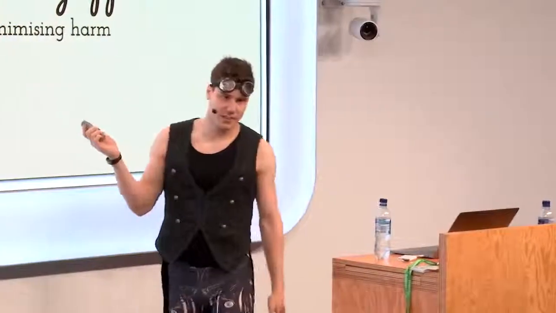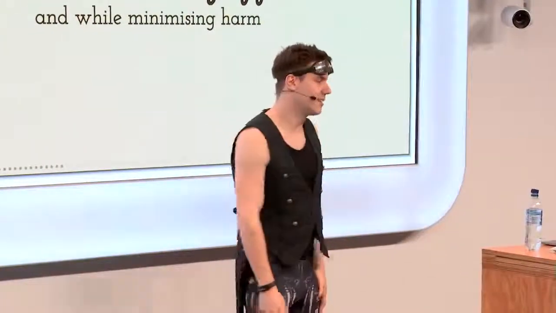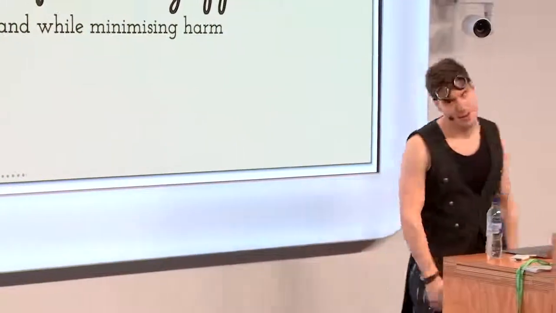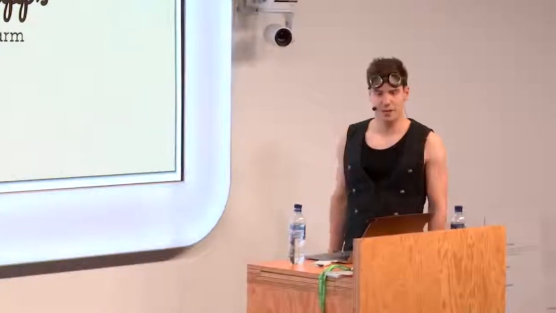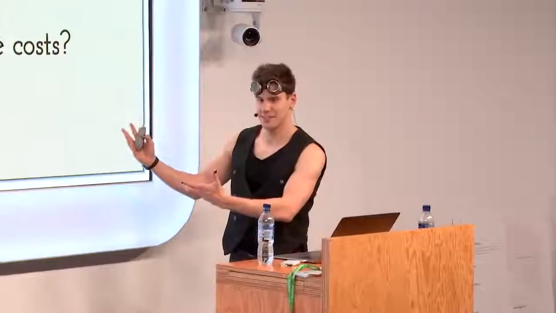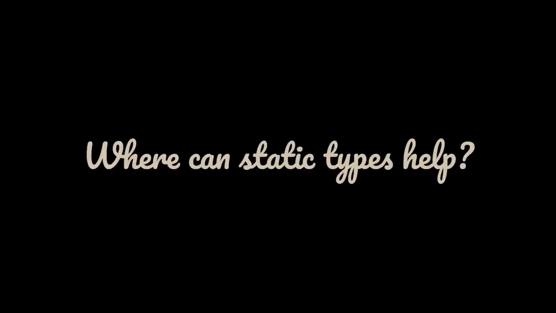Now, we're going to focus mostly on existing apps. Writing new apps in static types is much easier, and many of these tips will still apply. But the hard part is putting them into things that already exist. And we have the process, TM. We're going to look at our problem areas, and we're going to say, can static types help? And if they can, which tool would fit best? And once we've chosen a tool, how can we minimize the harm of applying static types? So let's ask the first question. How do we know if static types can help?